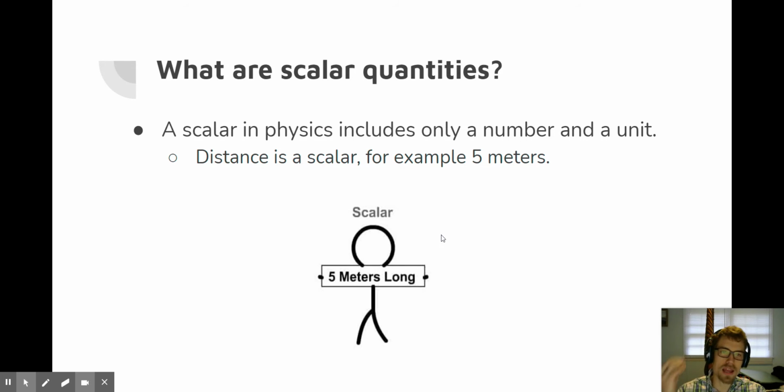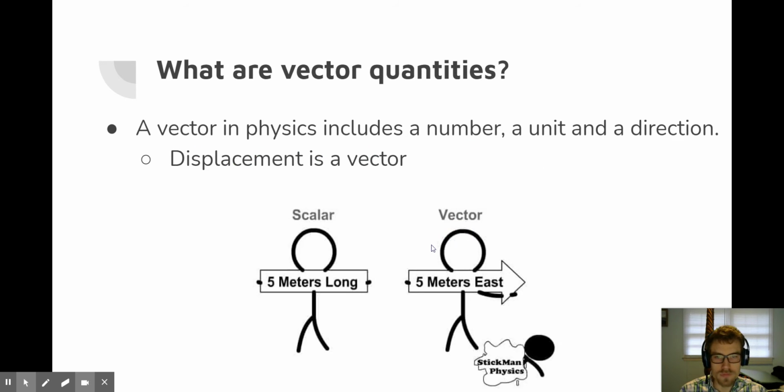When we think about a vector quantity, a vector is something that includes a number, unit, and a direction. And so displacement would be a vector because, again, we need to say how far we're going for our displacement. We also need to talk about the direction that we're traveling. Okay, so 5 meters to the east would be a vector quantity as opposed to just 5 meters, right? Because 5 meters doesn't include that direction.